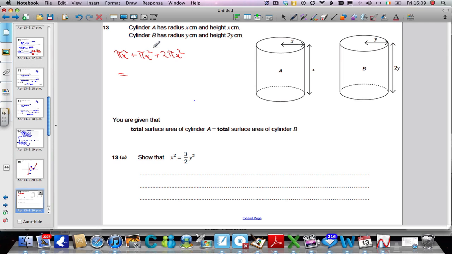Pi x squared plus pi x squared plus 2 pi x squared gives us a grand total of 4 pi x squared. Let's do a similar thing with the second cylinder. So these circles, the top and the bottom, the area of those is going to be pi times y squared. And we've got two of them, so pi times y squared plus pi times y squared.